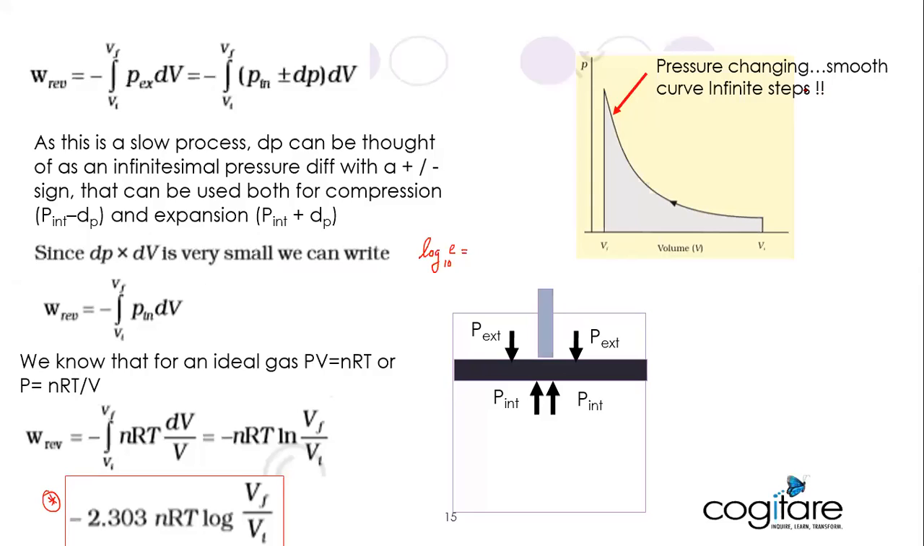So it's 2.303. Log e to the base 10, my dear. What is log e? If you put it in the calculator and put e, you will get something. What is that?